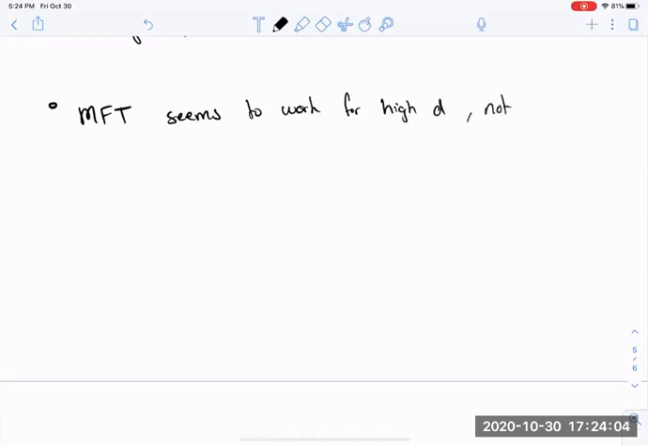It fails at low temperature. Extremely poorly for D equals 1, for example, where there is no transition. So what exactly are we missing?